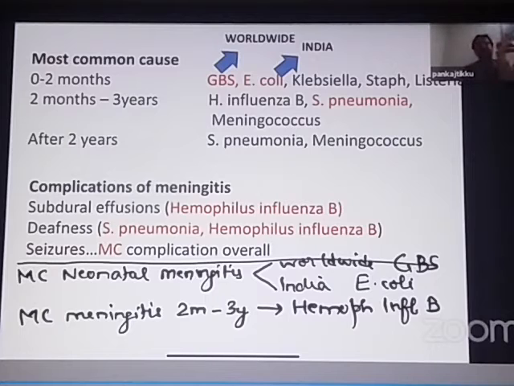So no problems here. First 2 months, worldwide group B Streptococcus, in India E. coli. 2 months to 3 years, most common is Haemophilus influenzae, followed by Streptococcus pneumoniae and meningococcus. After 2 to 3 years, Streptococcus pneumoniae and meningococcus are the most common causes of meningitis in children.